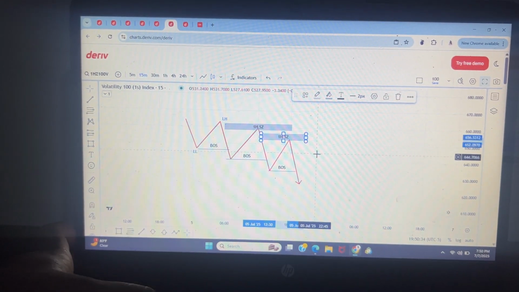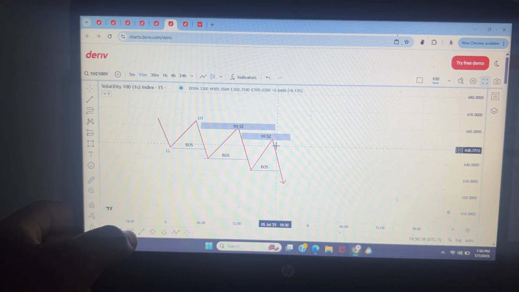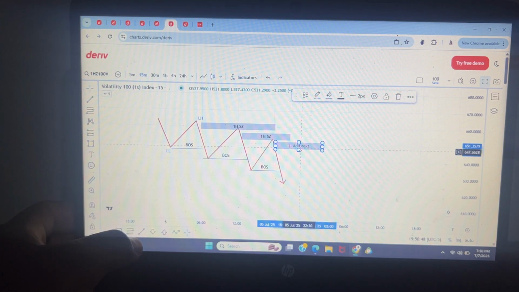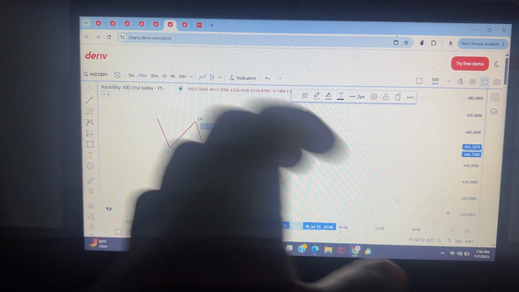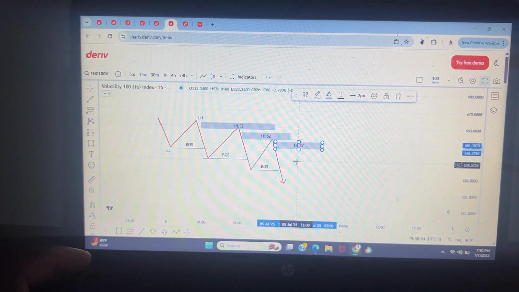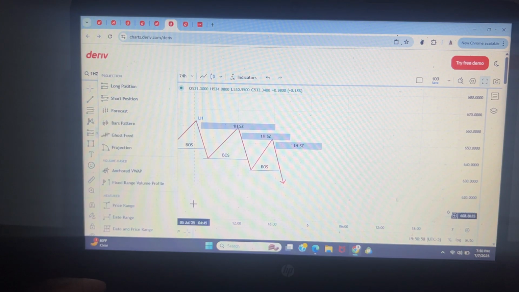1H supply zone. And you know, when price breaks, retests this zone right there, and then comes and breaks structure, you get this right there. So again, a 1 hour zone right there. You see me? 1H supply zone. So when price gets to the 1 hour supply zone, we're gonna look for something.